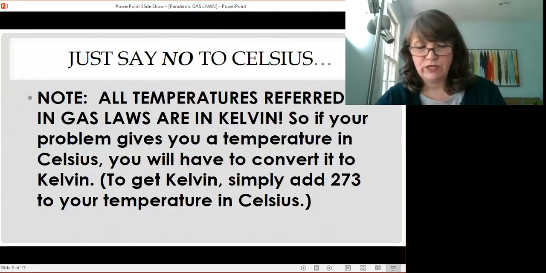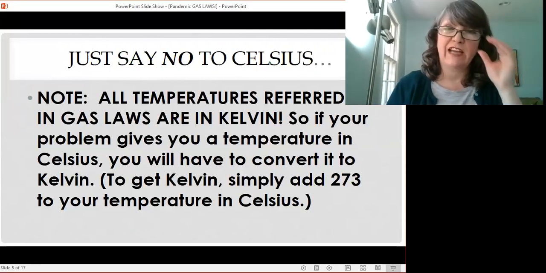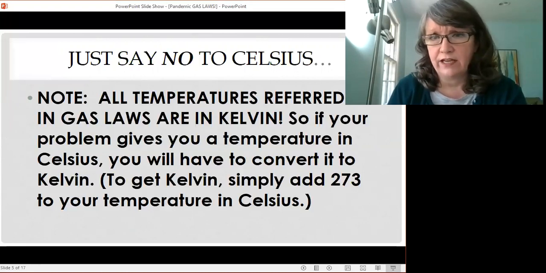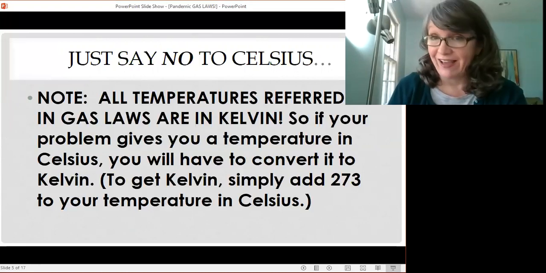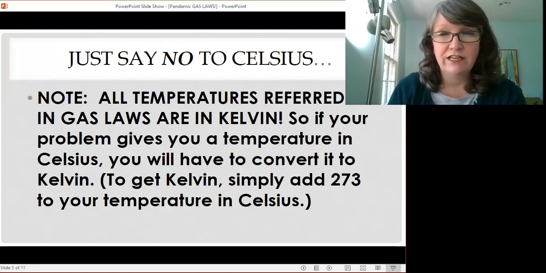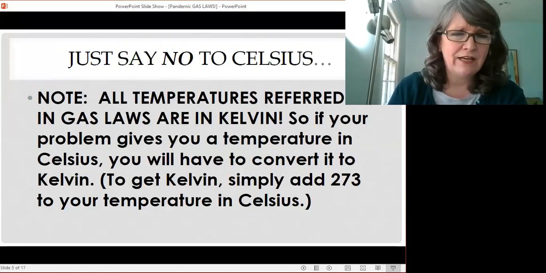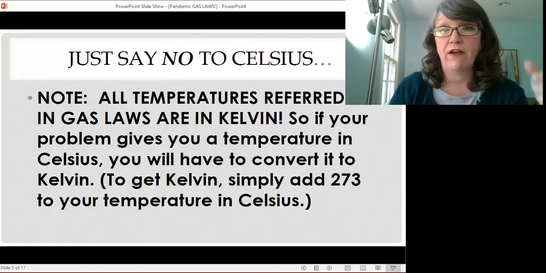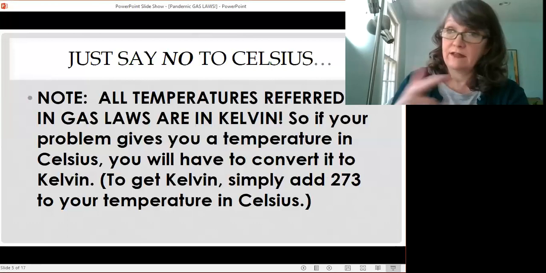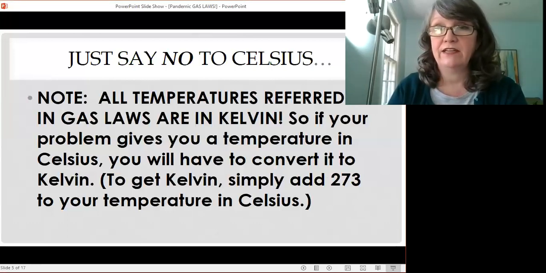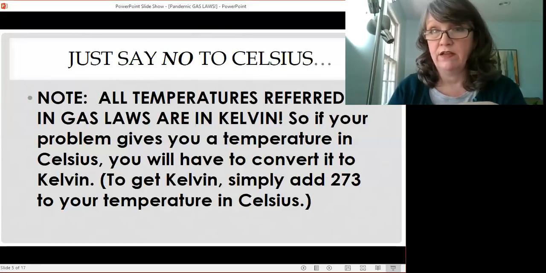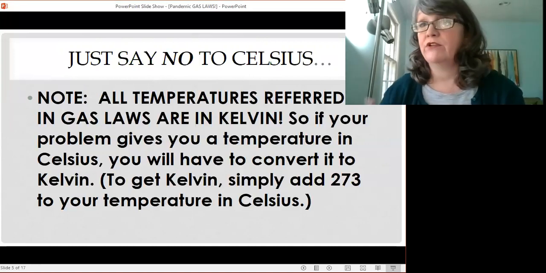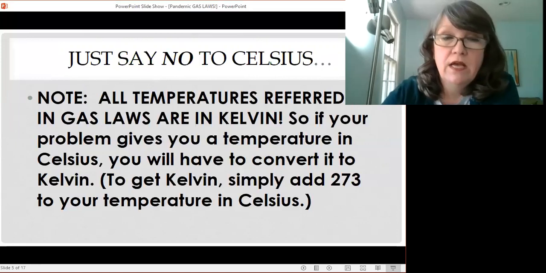And one last thing as we jump into doing these first gas laws together, and that is that you can't ever use Celsius in a gas law problem. If you're provided Celsius in the problem, though, it's pretty easy to get it to Kelvin just by adding 273 to that number. For example, if I was at 0 degrees Celsius, I would add 273 to that, and that would be 273 Kelvin. If I was at 10 degrees Celsius, add 273, that's 283 Kelvin.